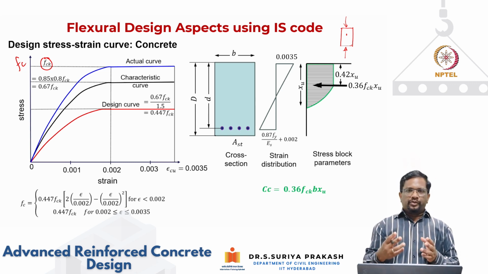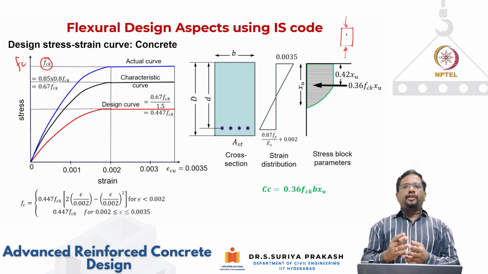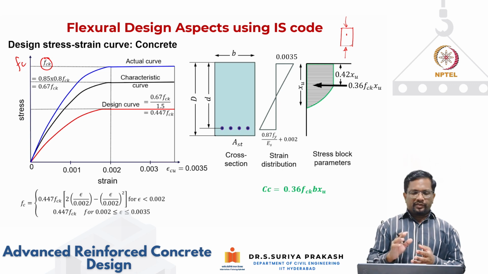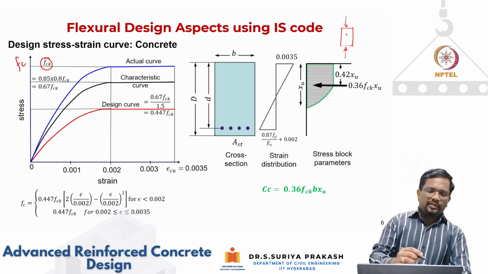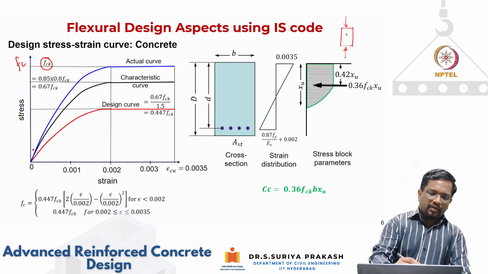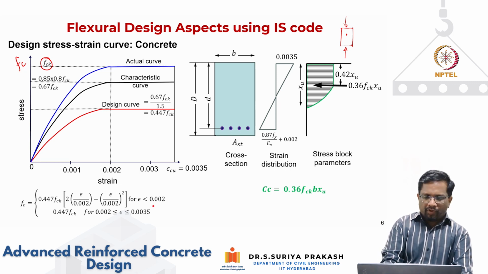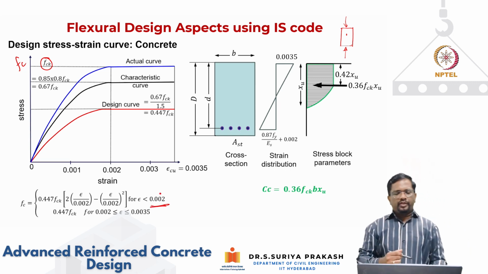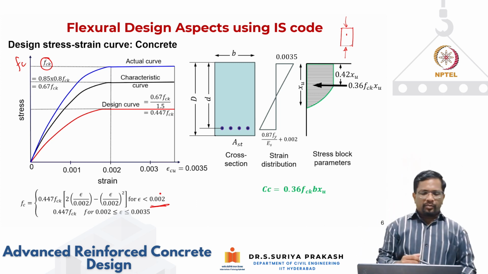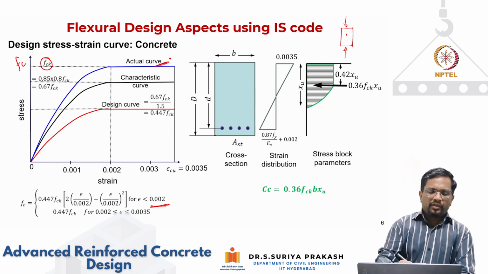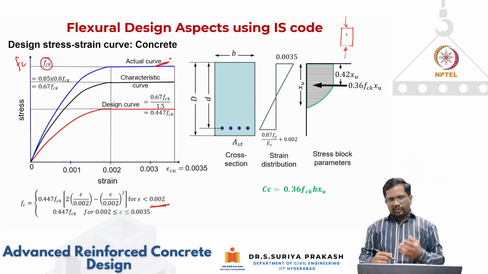We want to make sure that we calculate the capacities in a reasonably accurate way, at the same time in a conservative way. So the code is actually specifying us to use a parabolic portion for strain up to 0.002. Okay, so you can see that this is a parabolic curve. So this is your actual curve. Okay, then what we do, this is a characteristic curve.